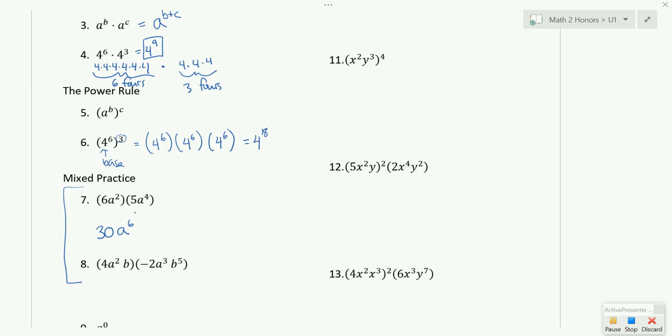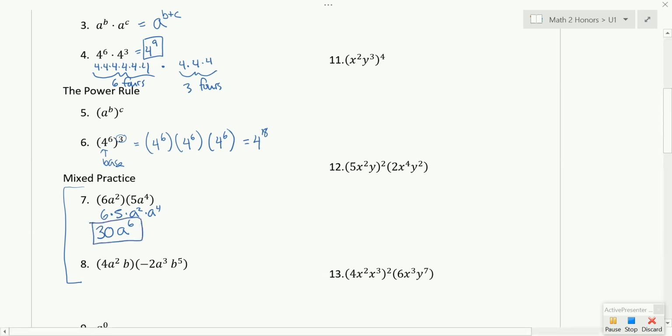And so you could rearrange things. You could say, well, this is 6 times 5 times a squared times a to the 4th. There's a transitive property for multiplication that allows you to do that. And those of you that are getting this right, that's what you're doing in your head. You're saying, well, the 6 goes with the 5, and I'm multiplying that together to get 30. And the a squared goes with the a to the 4th, and that means 2 a's and 4 a's, so that gives me 6 a's, so a to the 6th power. Okay.